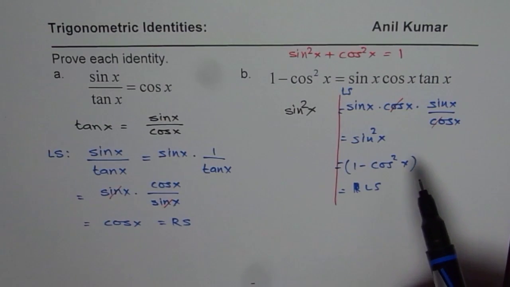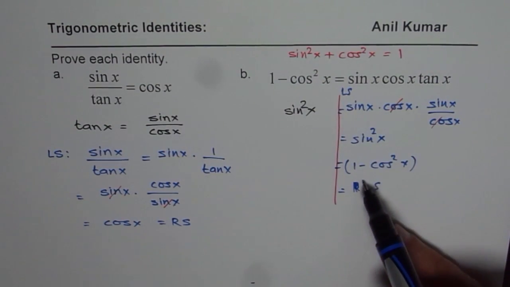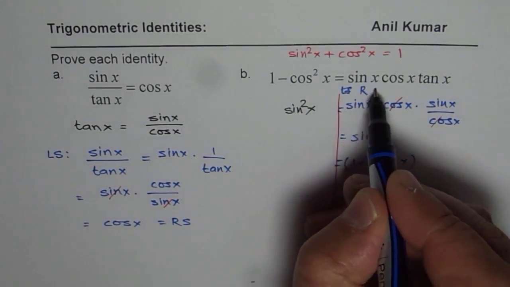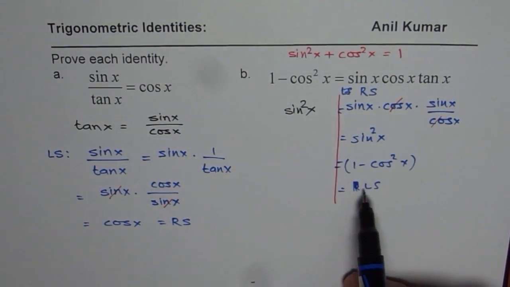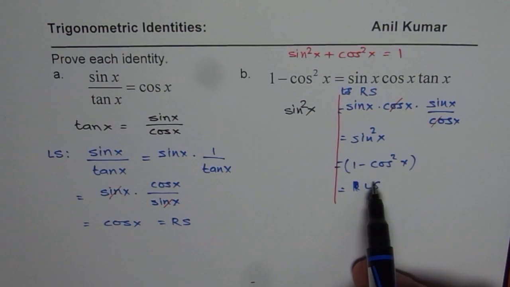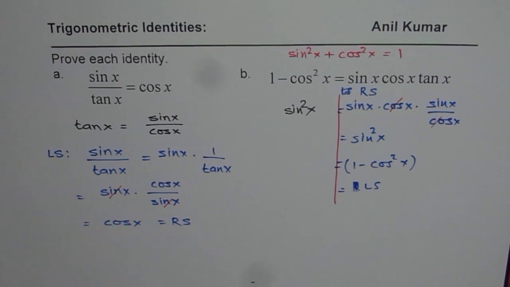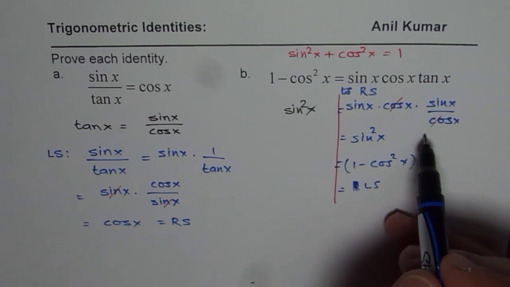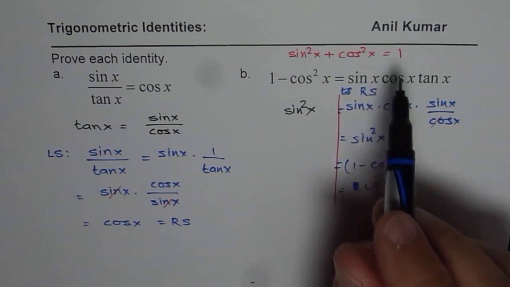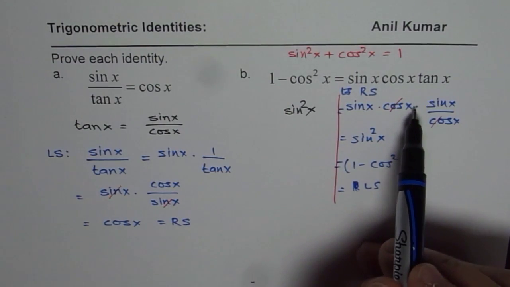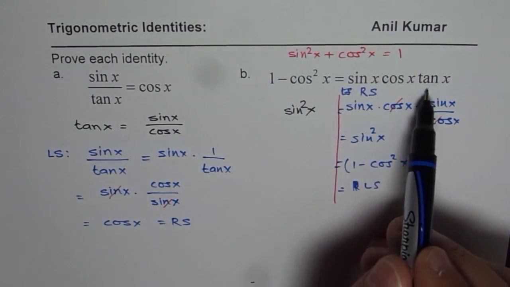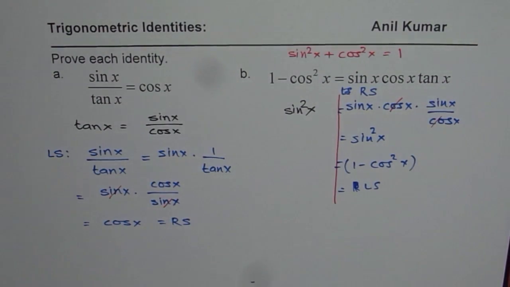Some teachers, however, prefer that you start from one side and prove that is equal to the other side. So in this case we started from the right side and we could prove right side as left side. As you can see, very simple. We just wrote tan x as sine over cosine and got both these identities. So these are two basic strategies which will be used. Using sine square x plus cos square x equals to 1 and tan x effectively, you can prove most of the identities. Thank you.